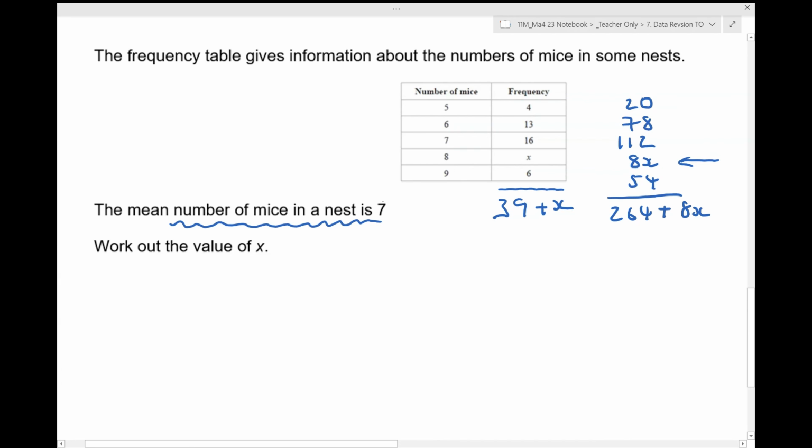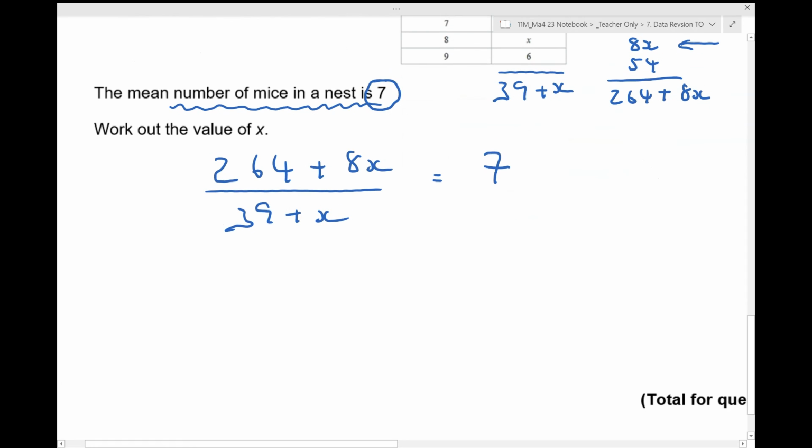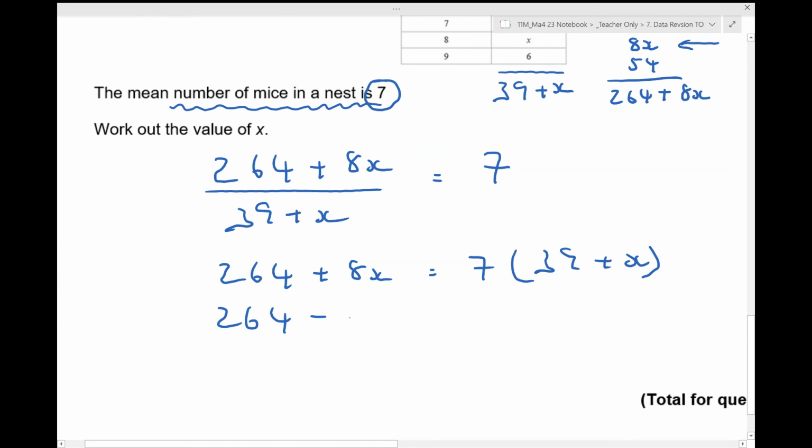And I know that the mean is 7. So I know that the total number of mice divided by the number of nests equals 7. And there's an equation to solve. Multiply both sides by 39 plus x. 264 plus 8x equals 7 times 39 plus x. 264 plus 8x equals 7 times 39, 273 plus 7x.